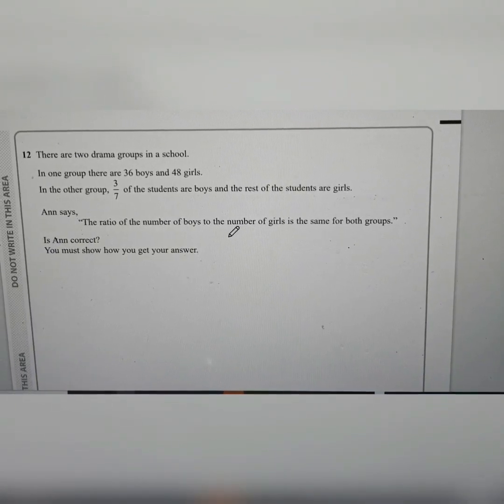Question 12. There are 2 drama groups in a school. In one group, there are 36 boys and 48 girls. In the other group, 3/7 of the students are boys and the rest of the students are girls. Anna says the ratio of the number of boys to the number of girls is the same for both groups. Is Anna correct? So in one group, let's call this group A and then group B just to make it easier.